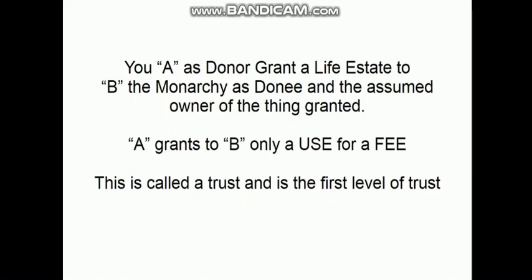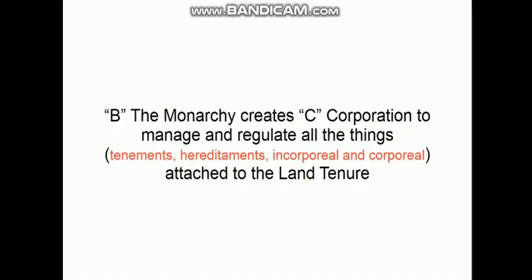You, A, as donor grant a life estate to B, the monarchy, as donee and the assumed donor of the thing granted. A grants to B only a use for a fee. This is called a trust and is the first level of trust. B, the monarchy, creates C, corporation, to manage and regulate all the things, tenements, hereditaments, incorporeal and corporeal, attached to the land tenure.